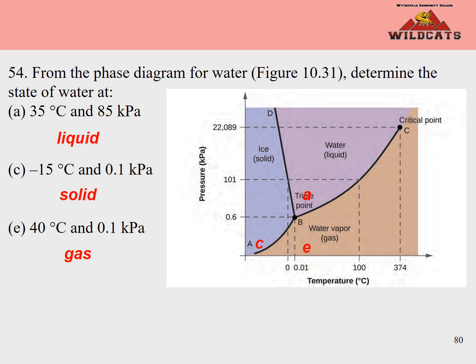So we're going to use the phase diagram for water. It's figure 10.31 in your book. And it says determine the state of water at the following conditions. And what I've done is I've labeled them on the diagram. So if it's 35 degrees Celsius and 85 kilopascals, we would expect for it to be a liquid. If it's minus 15 degrees Celsius and 0.1 kilopascals, that's C, we would expect it to be a solid. And at 40 degrees Celsius and 0.1 kilopascals, we would expect for it to be a water vapor or a gas.